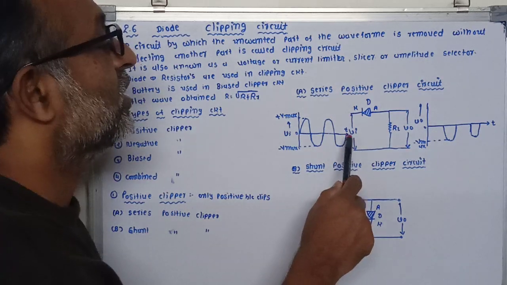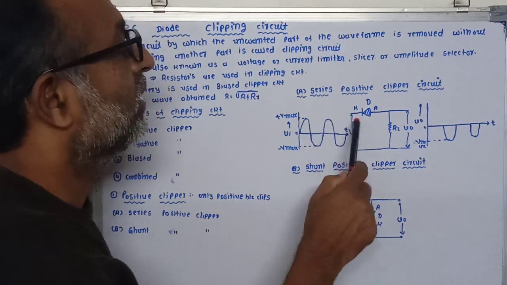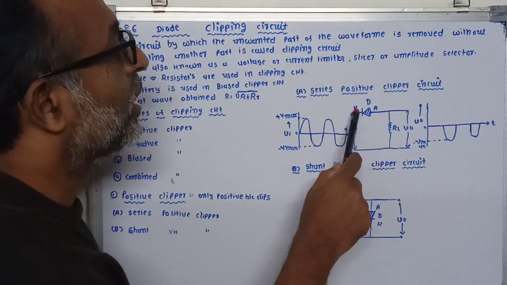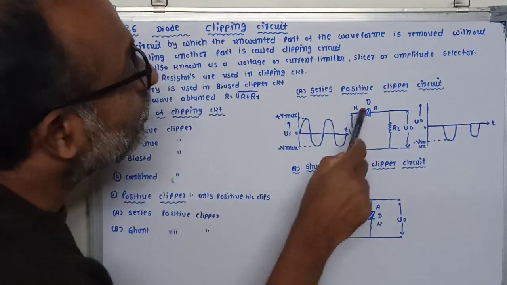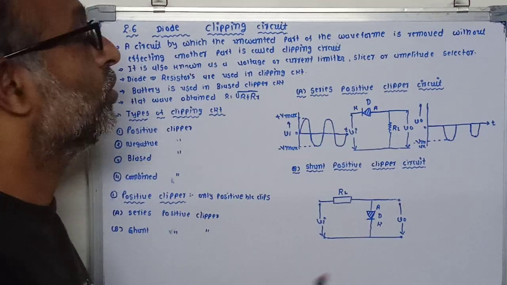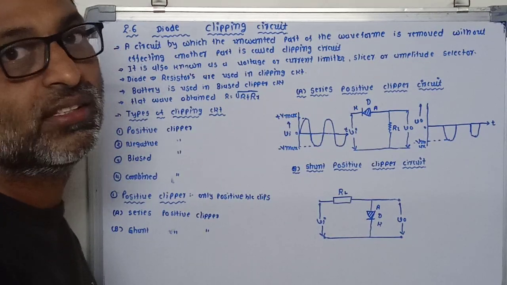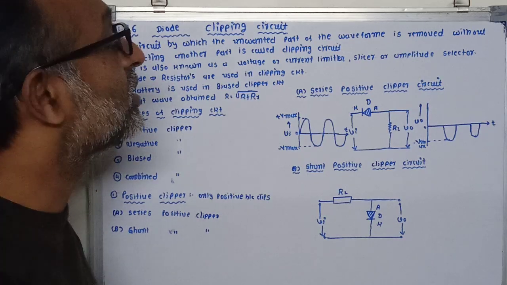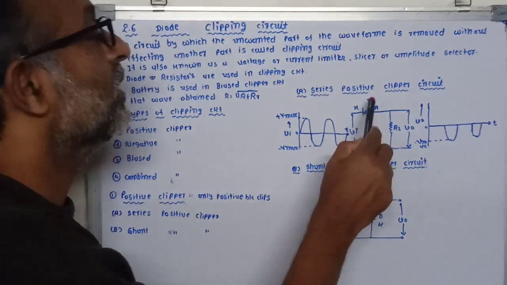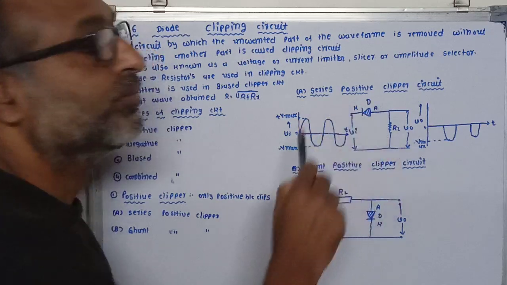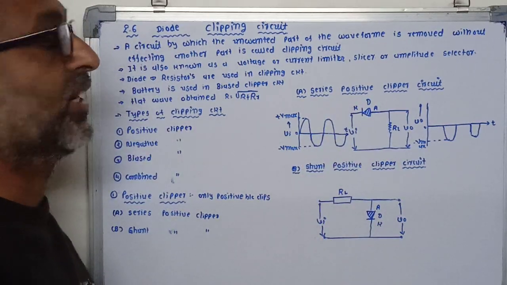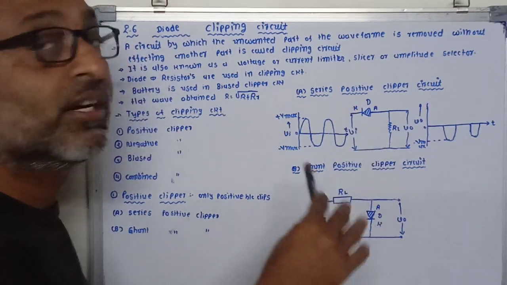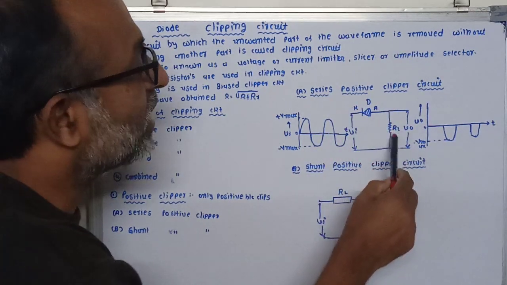Now in this case, during the positive half cycle, the cathode terminal of the diode becomes positive compared to the anode terminal. So the diode is in reverse bias condition. That means it offers very high resistance. So this time the diode acts as an open circuit. Do you understand? It acts as an open circuit. That means there is no current passing through this resistance.